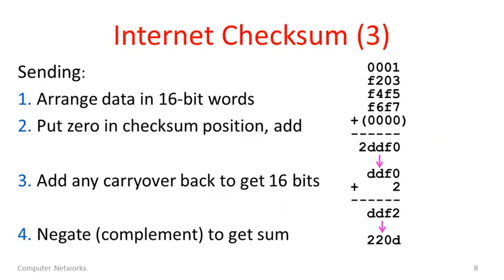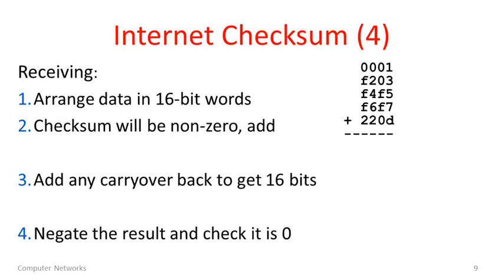Okay, it's all cleaned up here, and thankfully I ended up with the right answer. Now let's look at the receiving side. What's going to happen? Actually, exactly the same algorithm happens. We just want to make sure that we get 0 out when we've negated everything at the final end. Let's work through it. It should be the same steps.